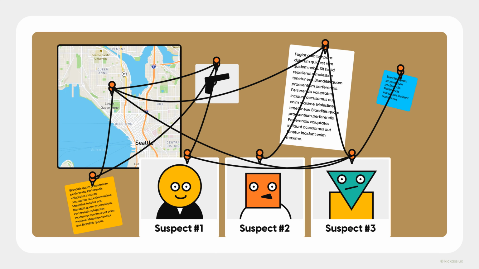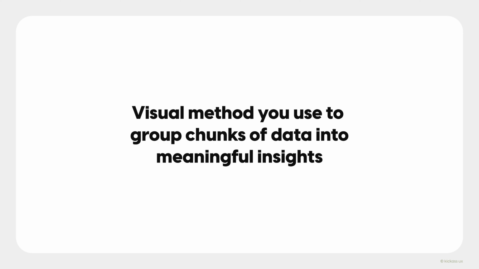We've all seen movies in which detectives use boards to link suspects and incidents. Those boards are such a great way to connect the dots. In UX, affinity diagrams do just that. Affinity diagramming is a visual method you use to group chunks of data into meaningful insights. You do this by writing pieces of research data down on sticky notes and then grouping them with similar pieces of information with which they have an affinity. Affinity diagrams help you understand large sets of data and visualize the relationship between different groups.